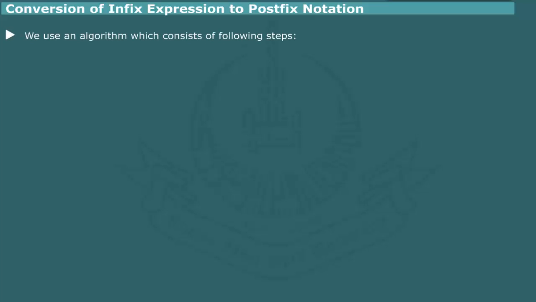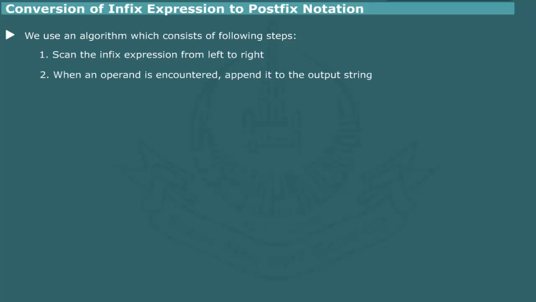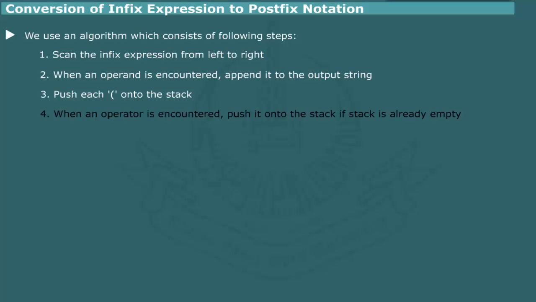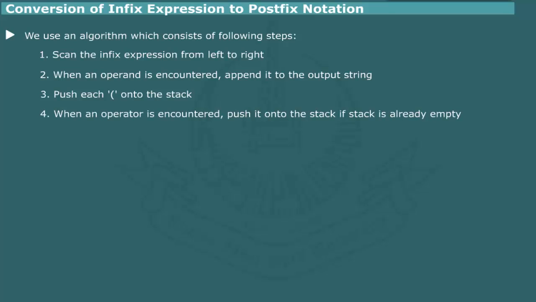The conversion algorithm consists of following steps. Number 1. Scan the infix expression from left to right. Number 2. When an operand is encountered, append it to the output string for postfix representation. Number 3. Push each left parenthesis onto the stack. Number 4. When an operator is encountered, check if stack is empty. If so, push it onto the stack.